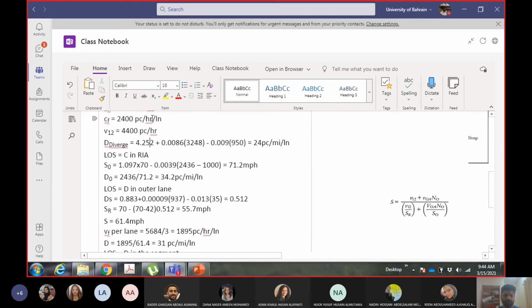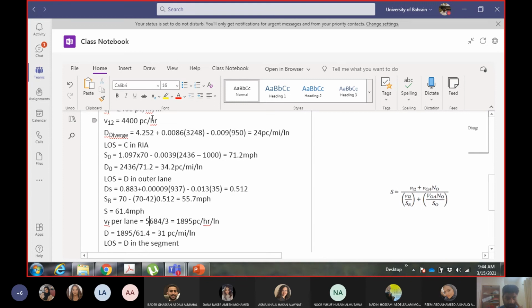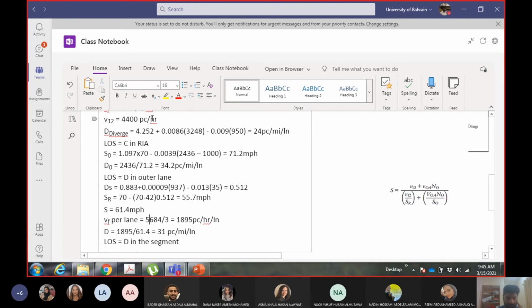Okay, let me check. I think we did not make any mistake here. So the level of service is C, but in the outer lane the level of service is D, and because of that, the complete level of service is also D. So there is more flow in the outer lane. Basically, the outer lane has more flow than the two adjacent lanes.